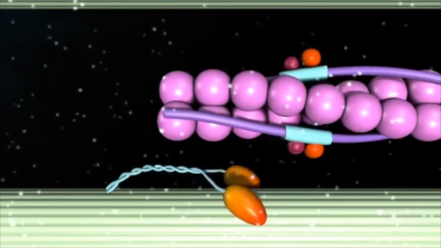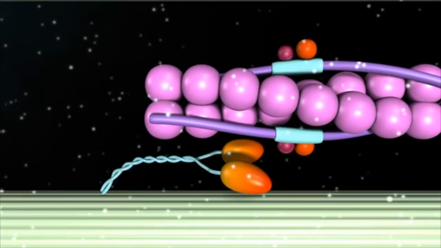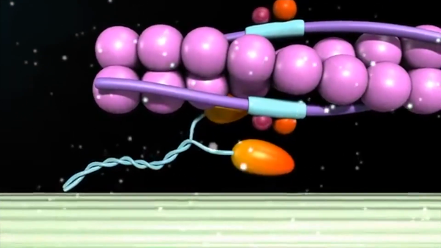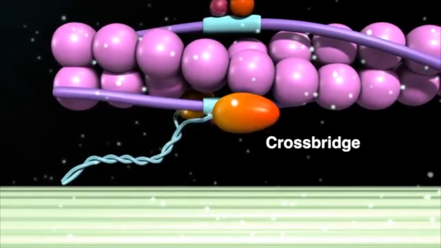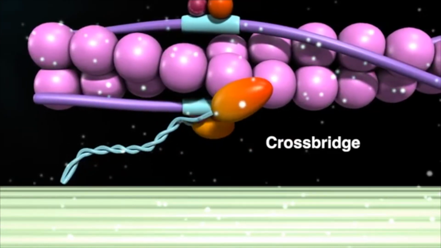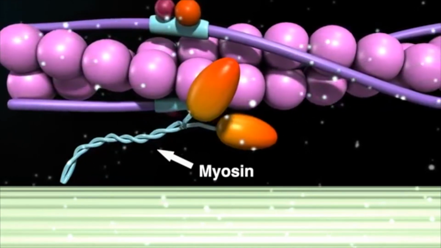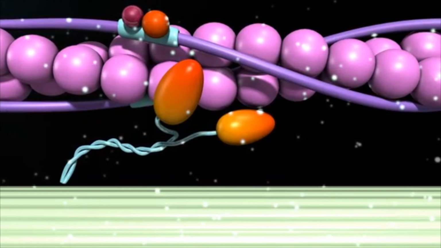The calcium binds to troponin, changing its shape and so moving tropomyosin from the active site of the actin. The myosin filaments can now attach to the actin, forming a cross bridge. The breakdown of ATP releases energy, which enables the myosin to pull the actin filaments inwards, contracting the muscle. This occurs along the entire length of every myofibril in the muscle cell.